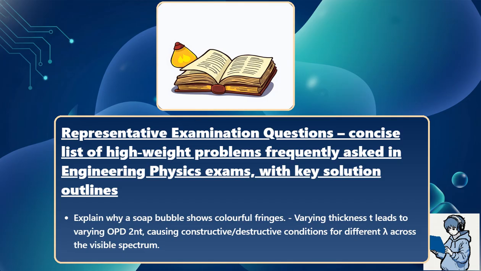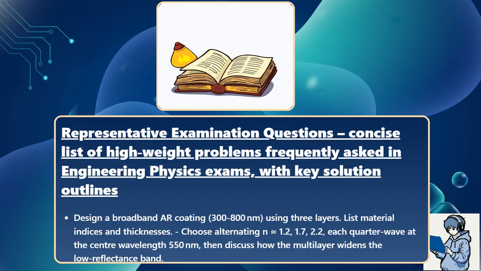Explain why a soap bubble shows colorful fringes. Varying thickness t leads to varying optical path difference 2nt, causing constructive and destructive conditions for different lambda across the visible spectrum. Design a broadband anti-reflection coating from 300 to 800 nanometers using 3 layers. List material indices and thicknesses. Choose alternating refractive indices approximately 1.2, 1.7, 2.2, each quarter wave at the center wavelength 550 nanometers, then discuss how the multi-layer widens the low reflectance band.